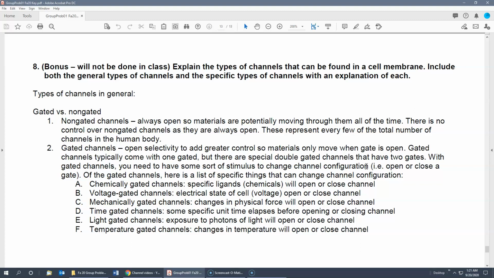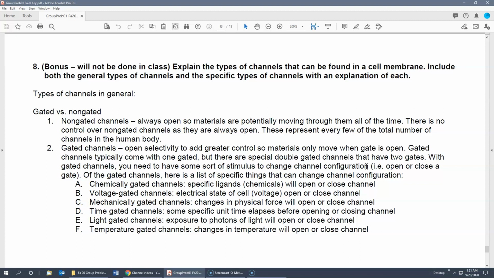Okay, but most of these are what we call not multimodal, meaning they have one mode that excites them or causes them to close a gate. One type is a chemically gated channel, and that means a ligand, some sort of specific chemical, binds to a receptor, and that opens or closes the channel. We have voltage gated channels, which means the electrical state of the cell determines whether the channel opens or closes. So a certain voltage goes through the channel and it opens, or a certain voltage goes through the channel and it closes. We have mechanically gated channels.